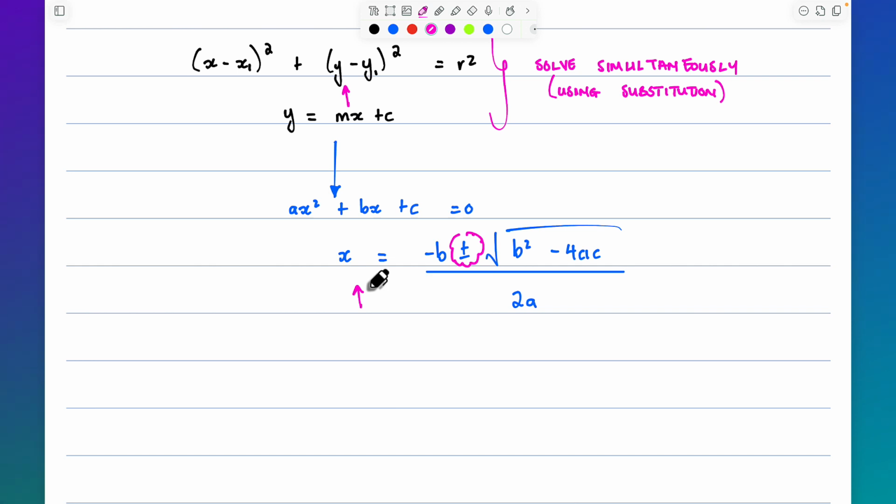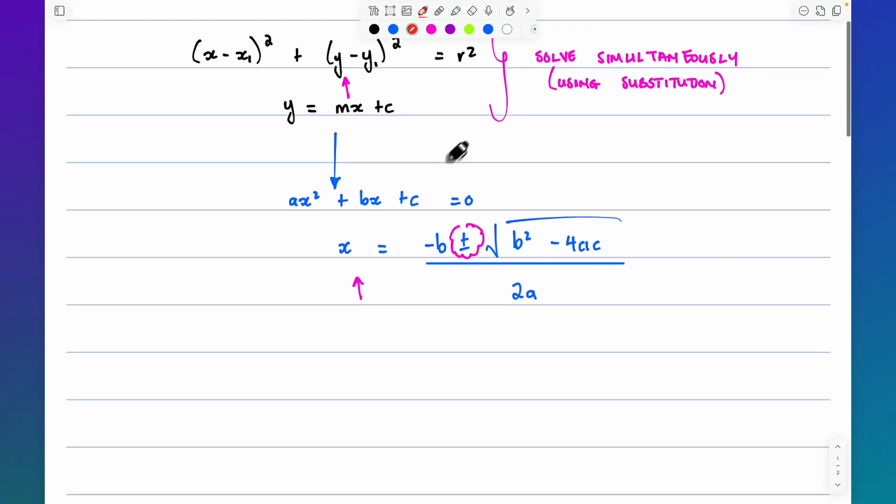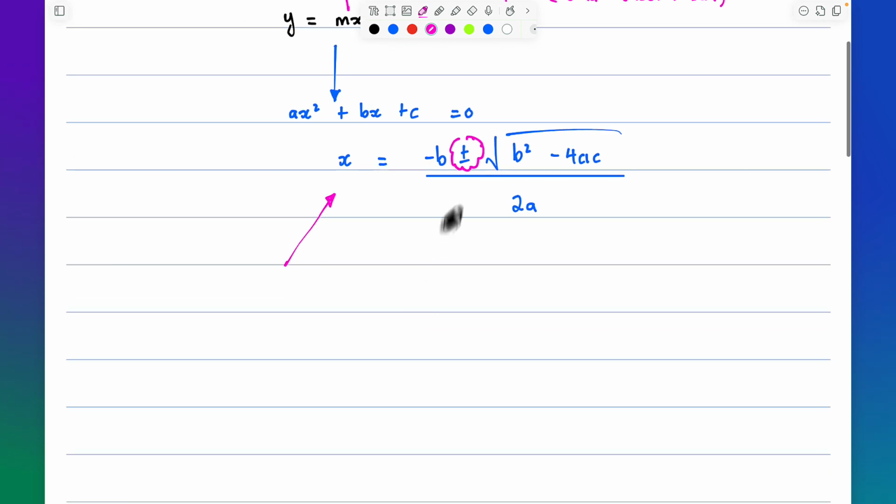However, sometimes it actually doesn't give you two answers, and this is where we have the different types of solutions. Let's actually just draw these out. We're going to erase this and say, okay, we have three different scenarios. The first scenario is when this gives you two answers.